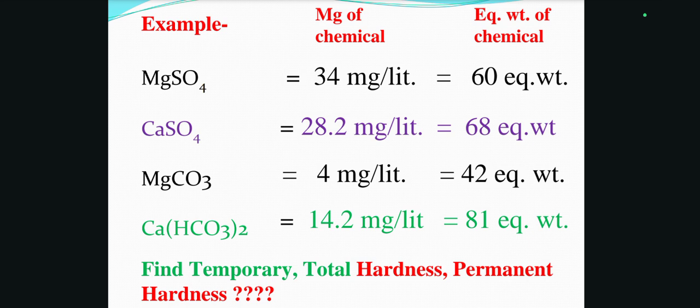And for magnesium carbonate and calcium bicarbonate, you calculate the individual values and add them, then you will get the temporary hardness value. Then you have to add all the chemicals' hardness values, and you will get the answer for total hardness. So in this way you have to solve this numerical.